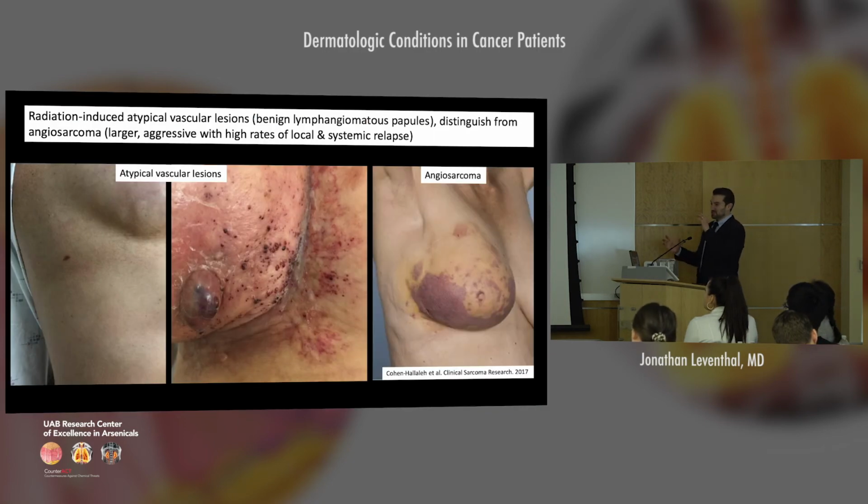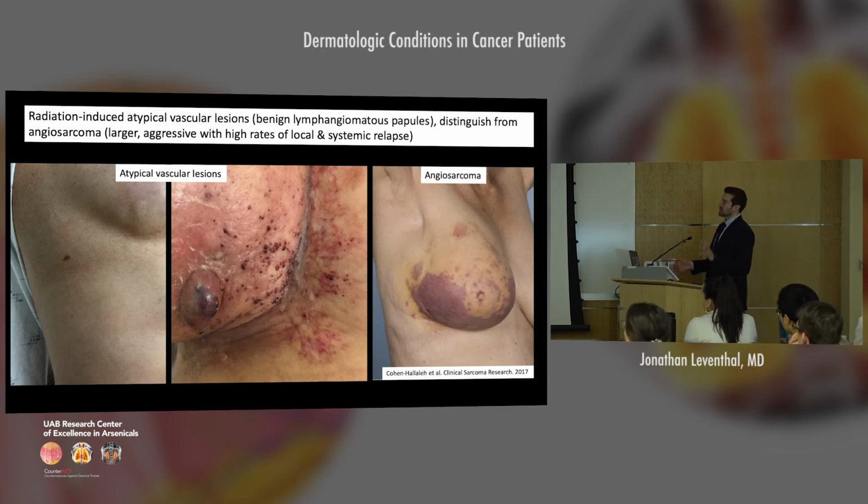And so shifting gears from inflammatory reactions, radiation can also trigger carcinogenesis. And so not just basal cells and squamous cells, but also vascular proliferations. And so this lies on a spectrum. There's the benign growths of atypical vascular lesions. It sounds atypical, but they're benign. There's many names for them in the literature. Lymphangiomatous papules is something also that's described. These lesions often look like red papules. They can look like hemorrhagic vesicles or even large hemorrhagic bullae.